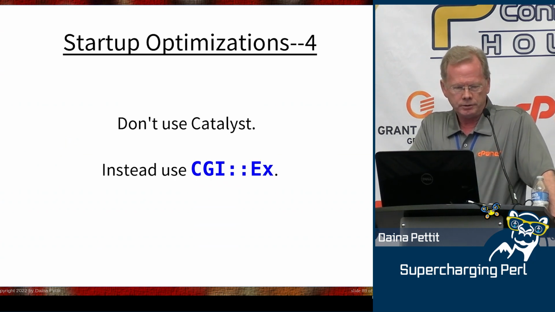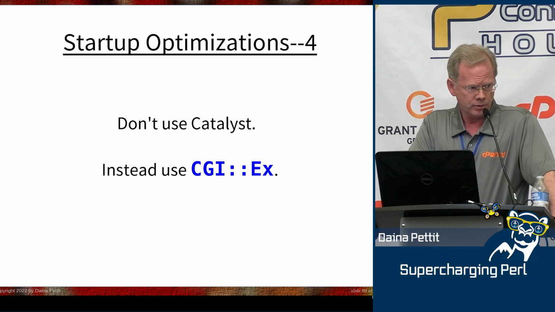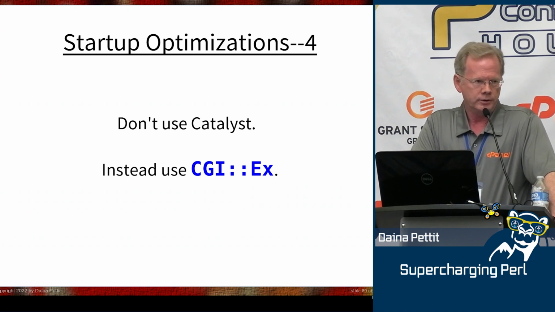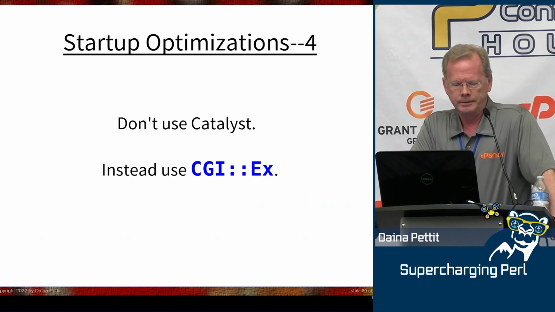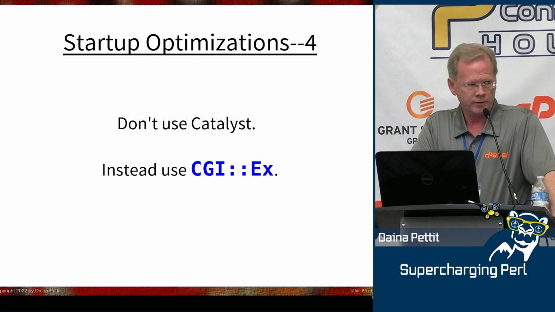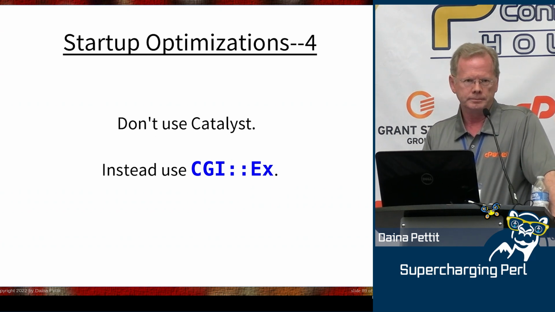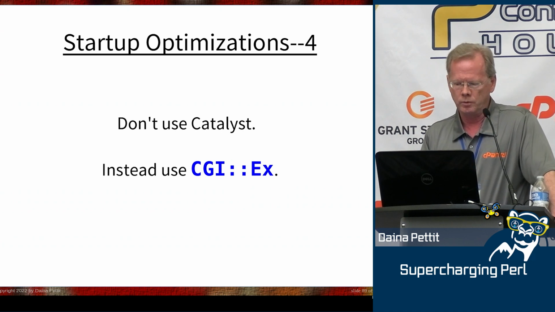Don't use Catalyst. I can't speak for Dancer. I've not had an opportunity to use Dancer, but Catalyst can be quite slow. CGI::Ex is actually quite fast and was developed specifically for speed. So if you need that type of web framework, this is one that can work for you.